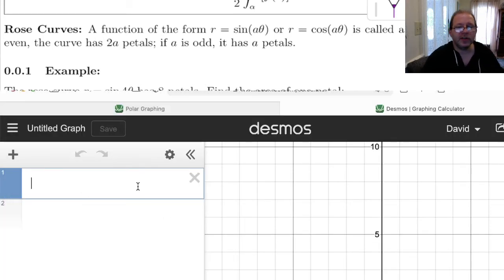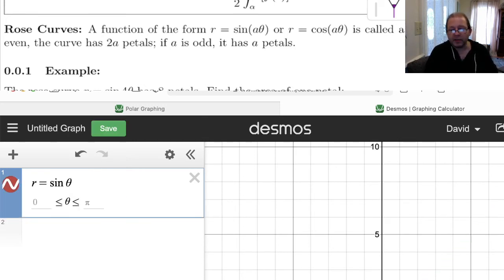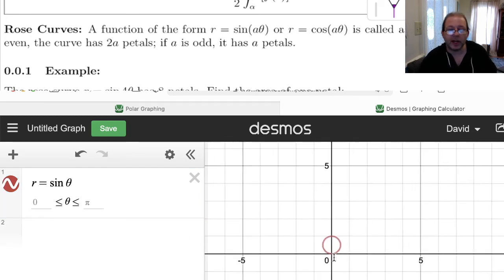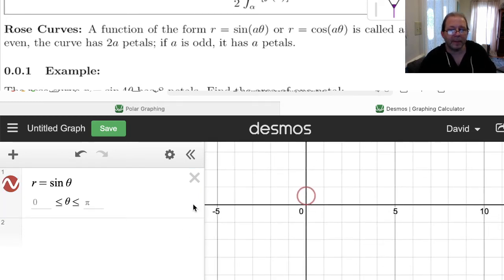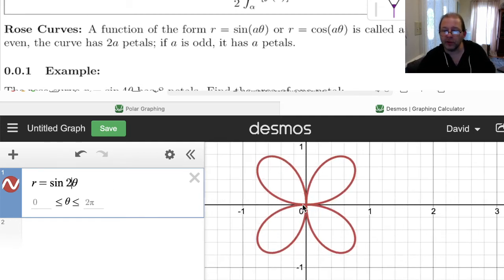So if I come over here to Desmos and I type that in, if I put in r equals sine theta, we get this little circle here. Let me drag it up here so we can see it. Now, if I put a coefficient on the front of that, say a 2, we get 4 lobes on the thing. 4 lobes or petals. That's the reason they call them rose curves, because it looks kind of like a flower.